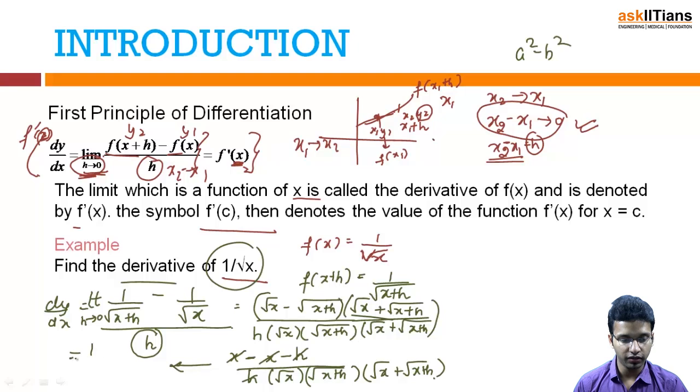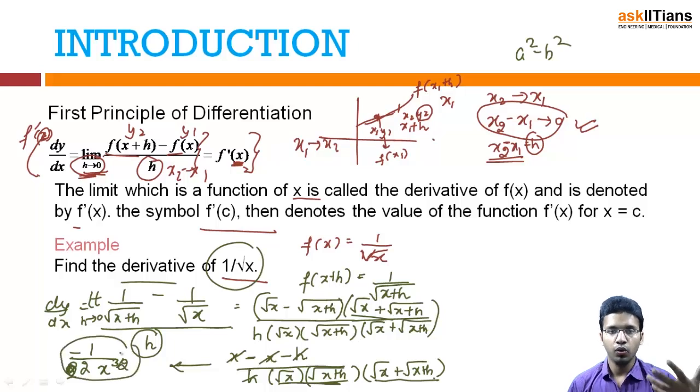So minus 1 over, this is root x, this will also become root x, and this will become 2 root x. So 2 root x into root x into root x. So that will be 2 will be here, and there will be 3 root x. That will be x into 3 by 2.